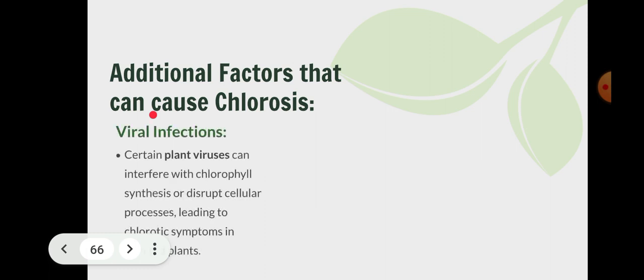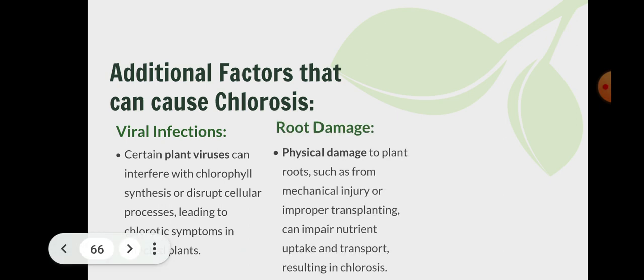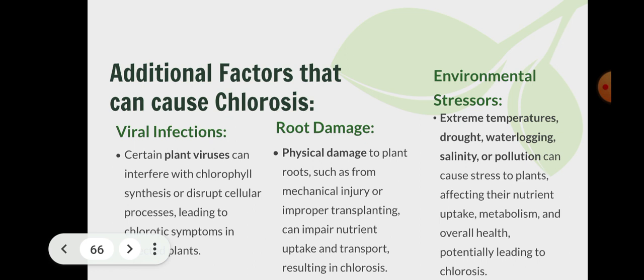First, viral infections. Certain plant viruses can interfere with the chlorophyll synthesis and can disrupt the cellular processes, which leads to chlorotic symptoms in the plants which are affected by the virus. The next one is root damage. Physical damage to plant roots from mechanical injury or improper transplantation can impair the nutrient uptake and transport, which can result in chlorosis. The next one is environmental stressor. Extreme temperatures, drought, waterlogging, salinity, or pollution, etc., can cause stress to plants and affect their nutrient uptake, their metabolism, and its overall health, which can lead to chlorosis.